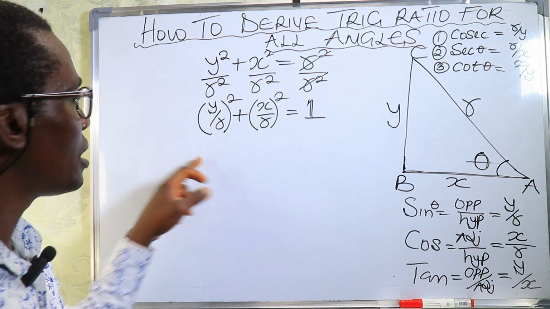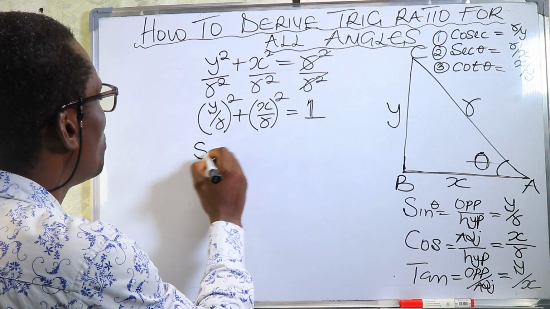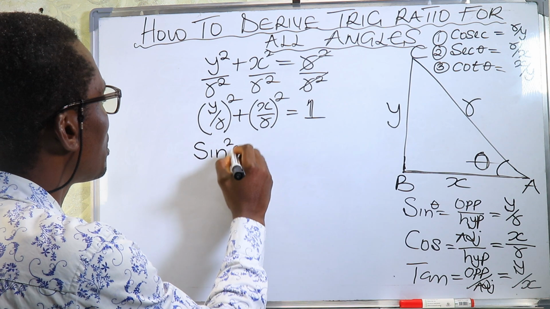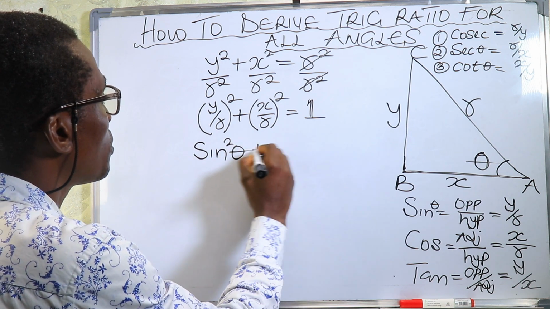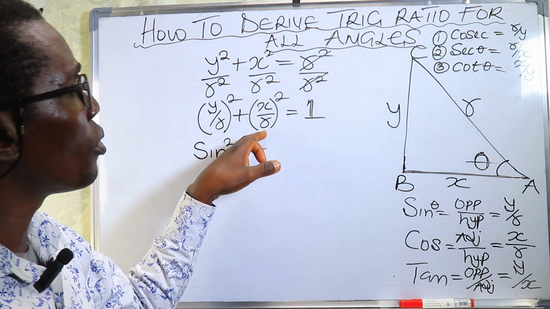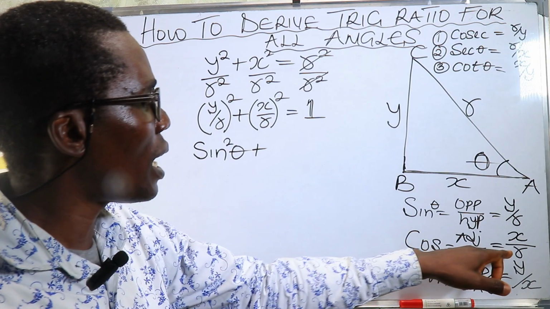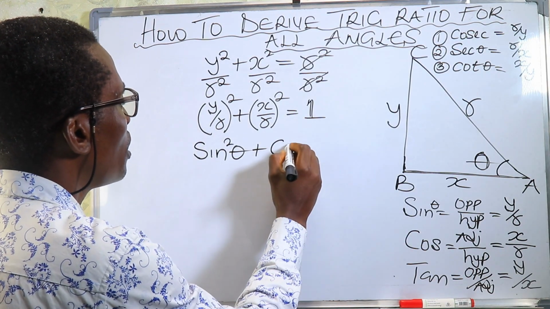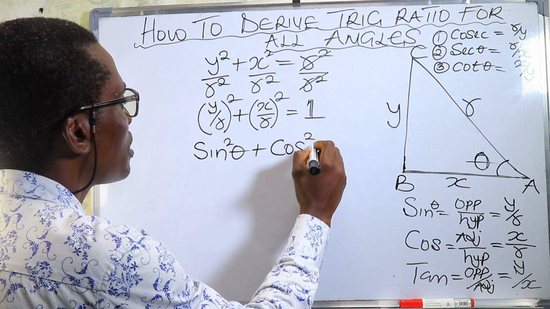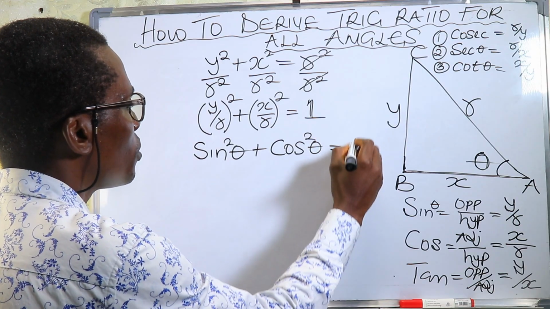Sine square theta. So this one go be sine wetin? Sine square theta plus x divided by r go give us wetin? X divided by r na cos. So this one go be cos wetin? Cos square theta. They say e dey equal to 1.